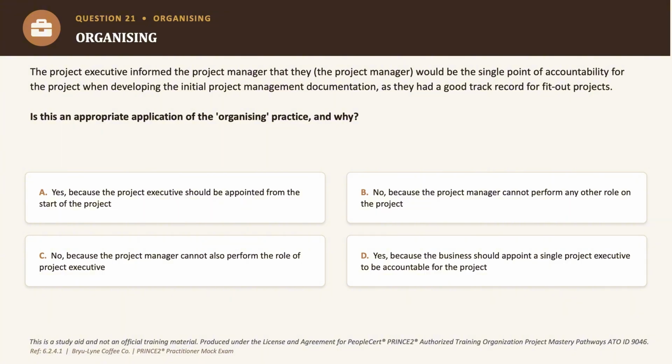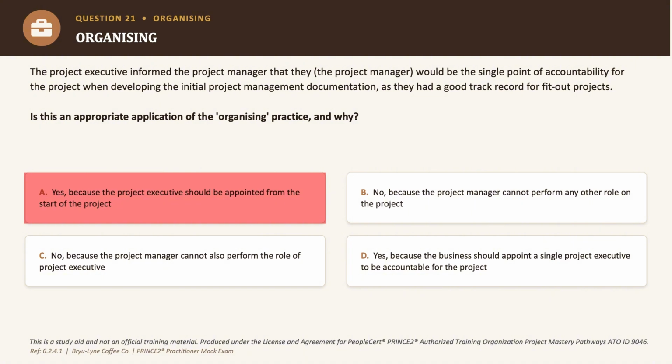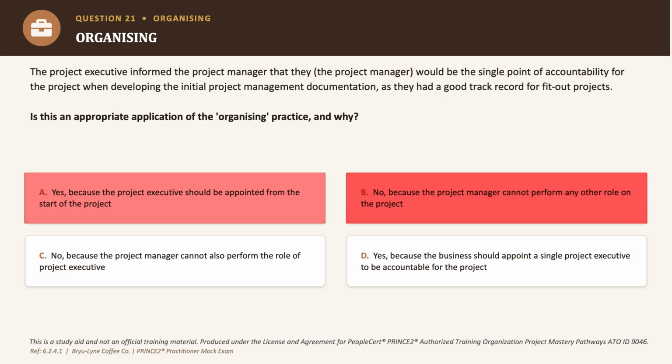Now option A says yes, the project executive should be appointed from the start. Now that's true on its own, but that's not the true issue in this part of the scenario which has been discussed, right? Because the real problem is who is being asked to take on the accountability. So an incorrect answer choice. Option B says no because the project manager cannot perform any other role. Now that doesn't really make sense as the overall reasoning, even though the conclusion lands on a no. Okay, so eliminated as well.